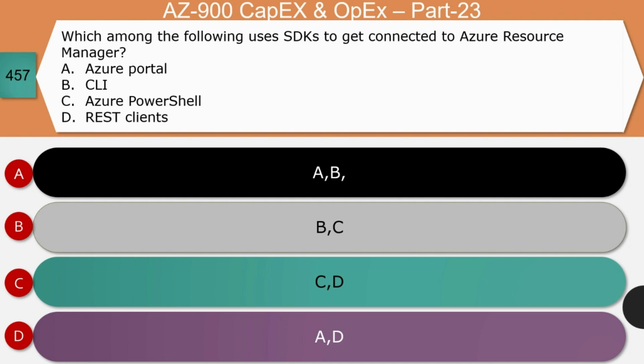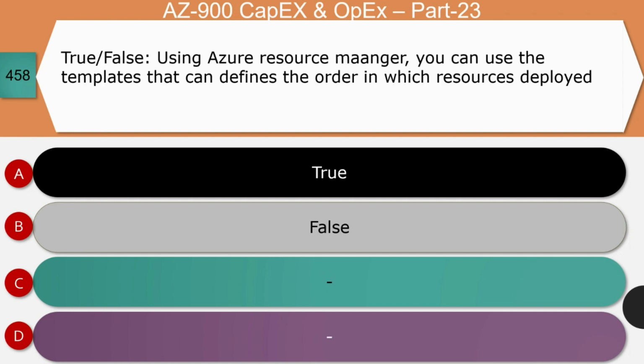Next question, which among the following uses Software Development Kit or SDK to get connected to Azure Resource Manager? Azure Portal, CLI, Azure PowerShell, REST clients. The options are A, B, B, C, C, D, or A, D. The right answer for this question is B, C. That is both CLI, command line interface, and Azure PowerShell are selected as the right answer. So to connect to Azure Resource Manager, PowerShell and CLI use Software Development Kit. And so that is the right answer.